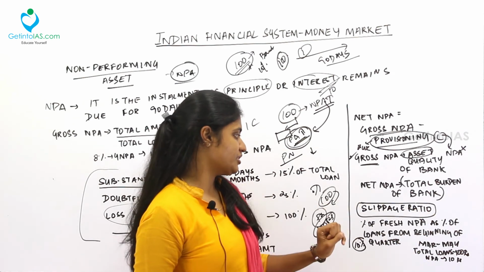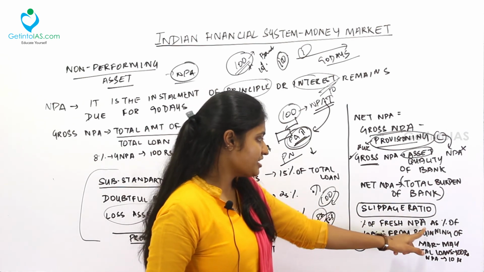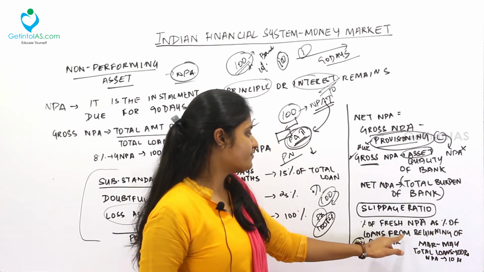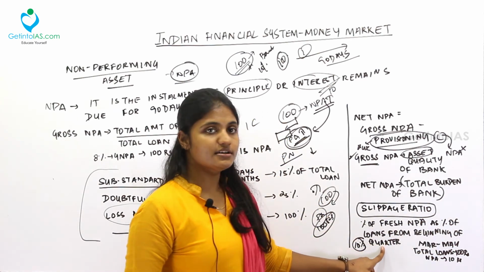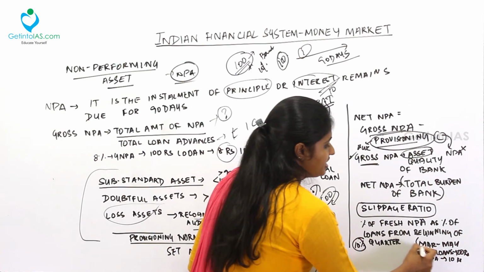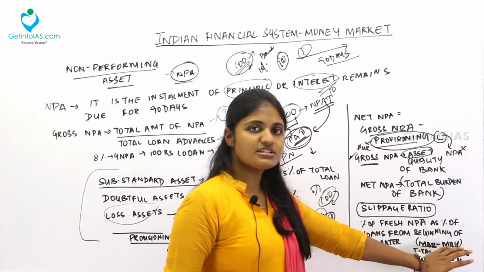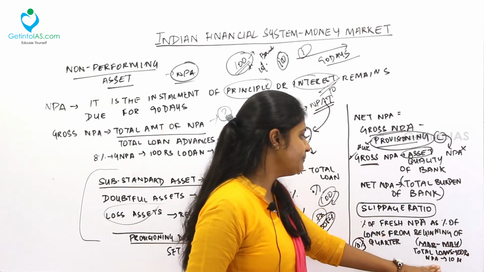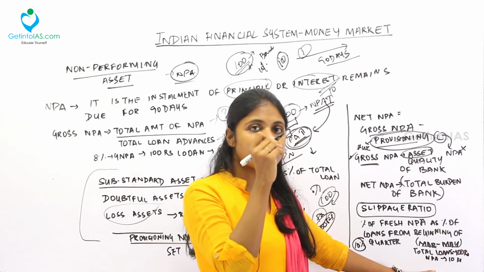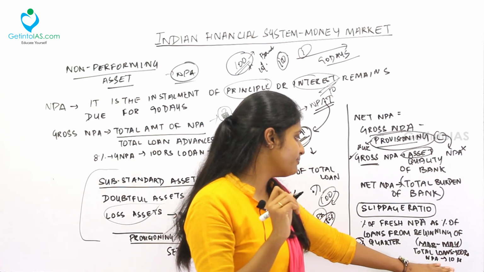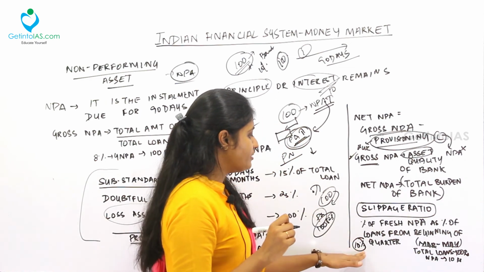Next one is the slippage ratio. What is called slippage ratio? It is the fresh NPA as a percentage of loans from the beginning of the quarter. See, take 1 quarter. The financial year's first quarter is from March to May. Under this, the total loans lent will be 100 rupees, but the NPA is 10 rupees. 10 rupees the bank hasn't got back. So that is called the NPA. So the slippage ratio will be 10%.